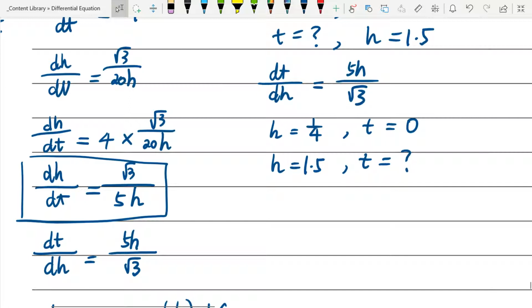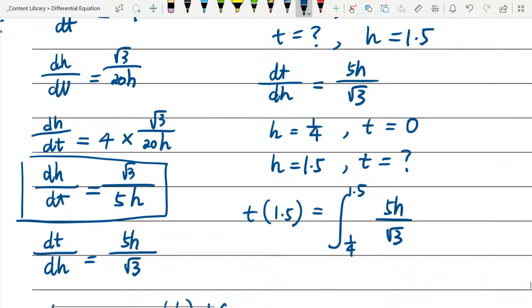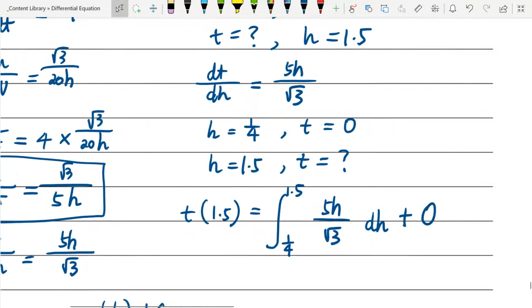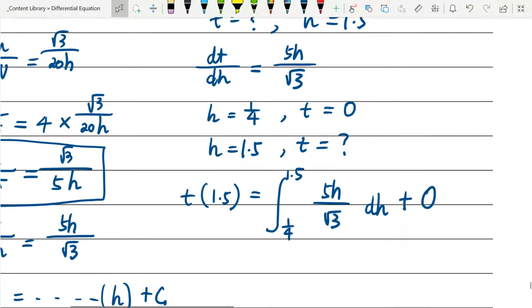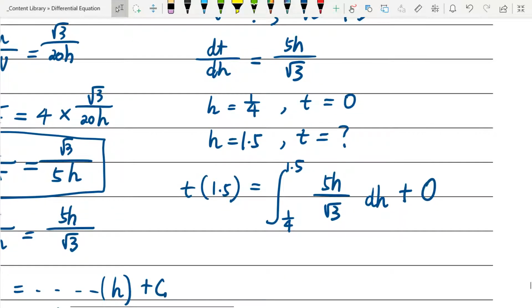So in this case, what I have is t(1.5). I want to work out that, which equals the given x, which is the quarter, and the x I'm interested in to find the y value, which is 1.5, over the integral of dy/dx, which is 5h over root 3 dh, plus the given y value, in this case, which is 0. So we plus a 0 here, or you don't need to write that.